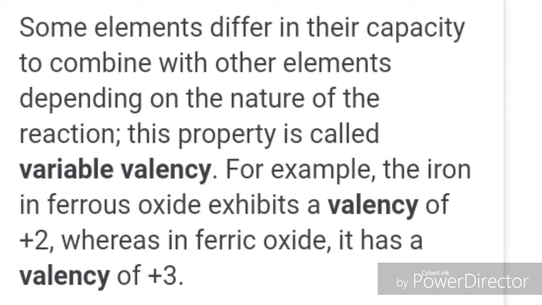Some elements differ in their capacity to combine with other elements depending on the nature of the reaction. This property is called variable valency. For example, the iron in ferrous oxide exhibits a valency of +2, whereas in ferric oxide it has a valency of +3. Students, here one thing you have to remember.